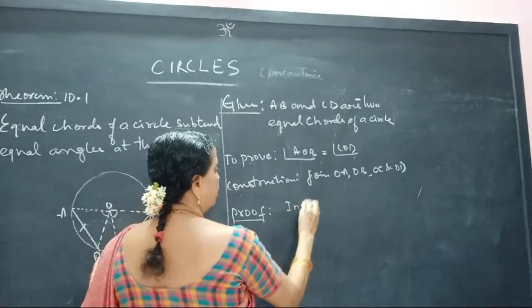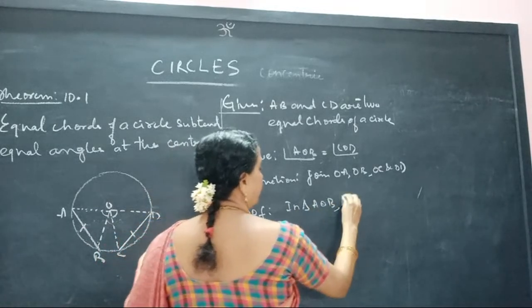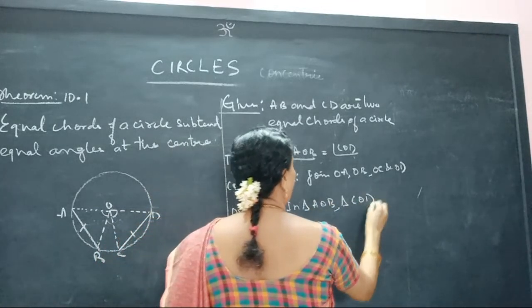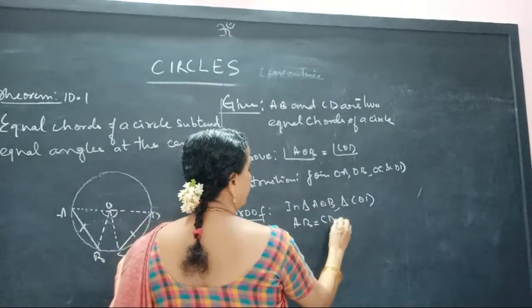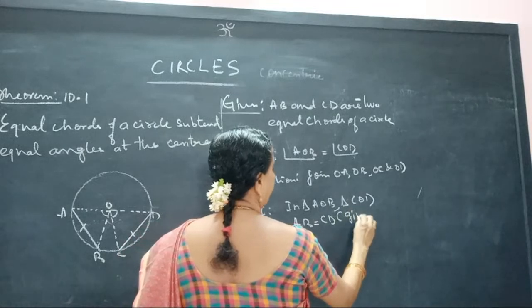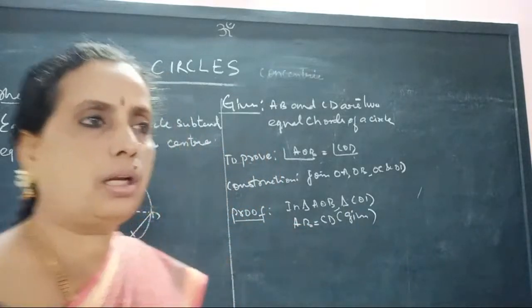In triangle AOB and triangle COD, AB equals CD, it is given. In the question itself it is given the two chords are equal.